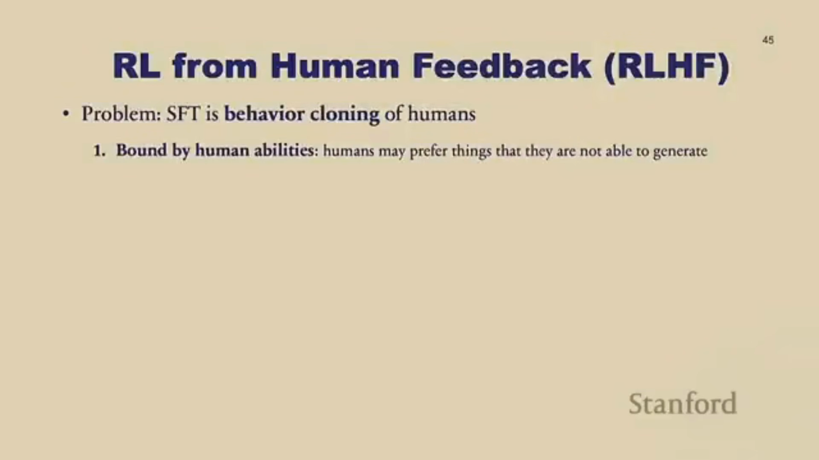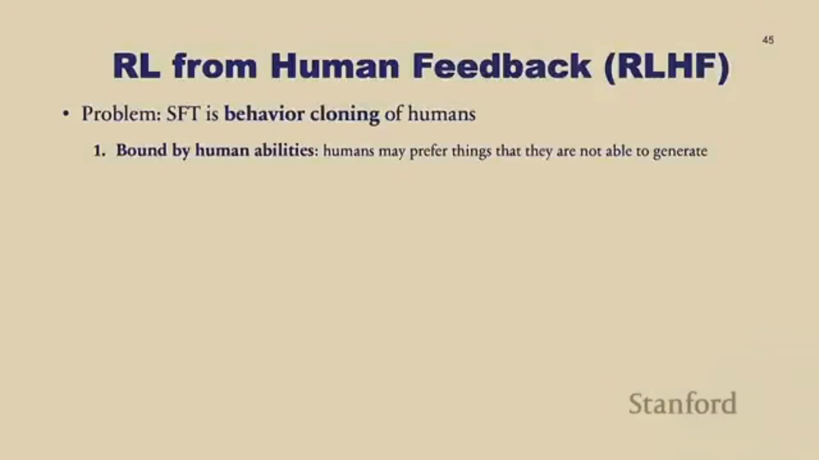Okay, the second part of this post-training is what we call reinforcement learning from human feedback, or RLHF. Some of you might have heard of that. The idea is that SFT has a problem, namely that you do behavioral cloning, which means that you just try to clone what the humans would say. And that has many issues. One of them is that you're bound by human abilities.